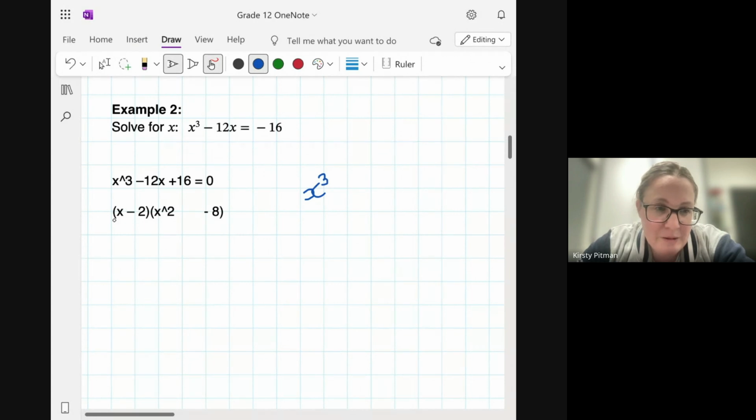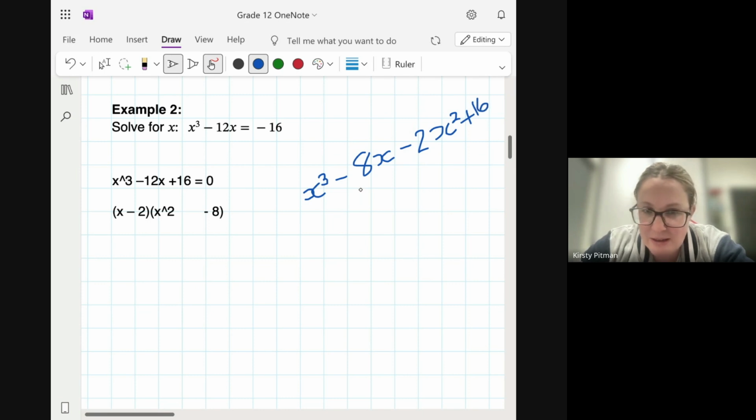X times by x squared gives me x to the 3 so far. Okay. X times by negative 8 gives me negative 8x. Negative 2 times by x squared gives me negative 2x squared. And negative 2 times by negative 8 gives me 16. Hey, so that we were fine with.